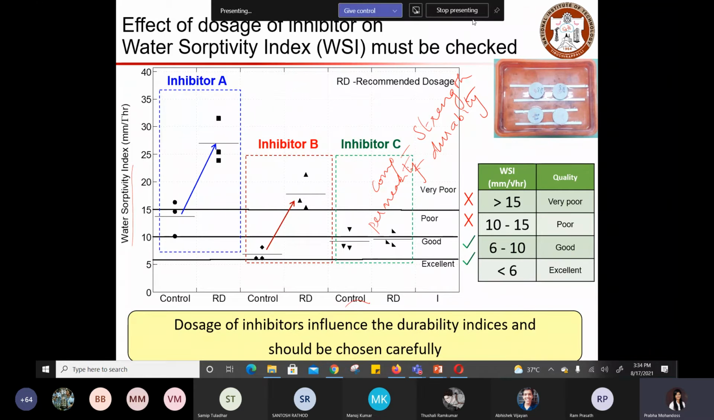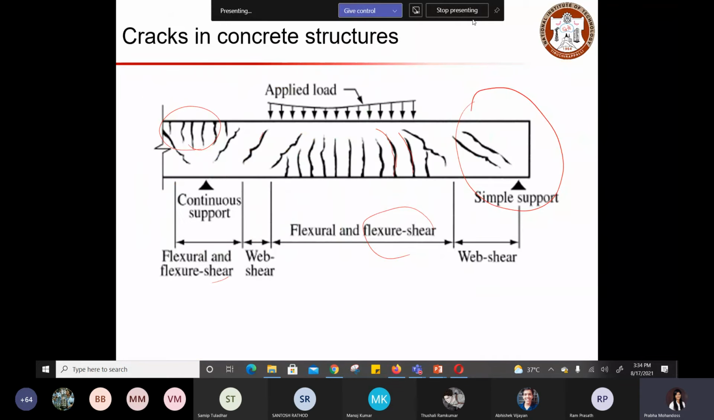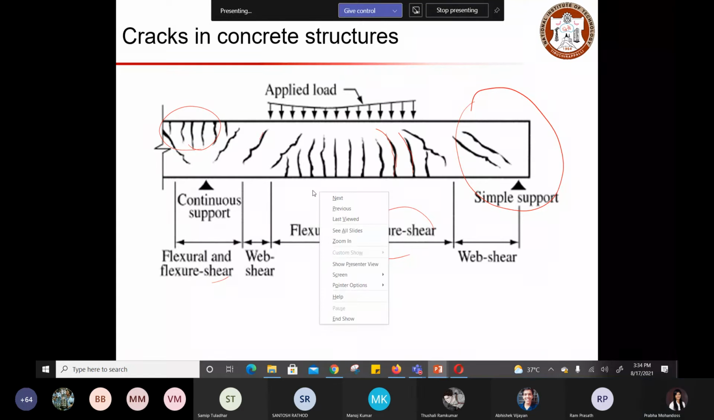So that can be due to structural cracks, or that can be due to environmental durability cracks, due to exposure to different environmental conditions. So typically when you consider a simply supported structure, in the middle where you have an applied load, you can expect flexural cracks, right?